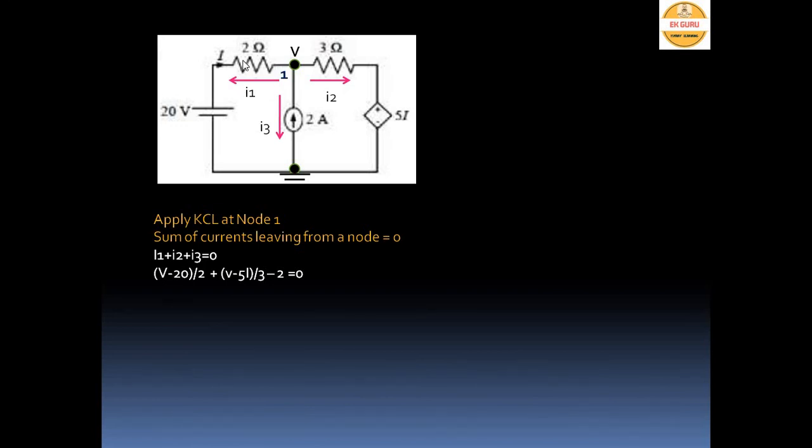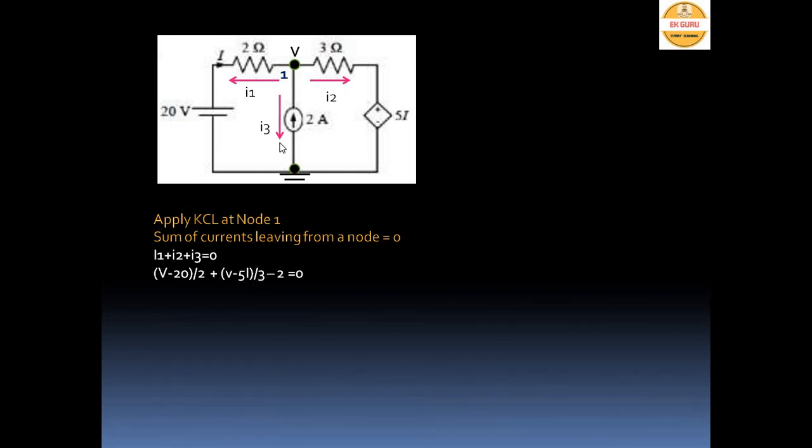So potential difference divided by resistance. The potential difference is V minus 20, divided by the resistance, 2 ohms. I2 is V minus 5I by 3. The potential difference is V minus 5I, divided by the resistance, 3 ohms.